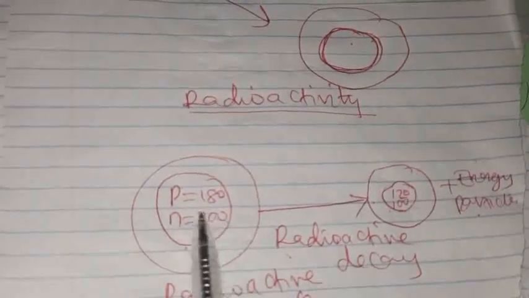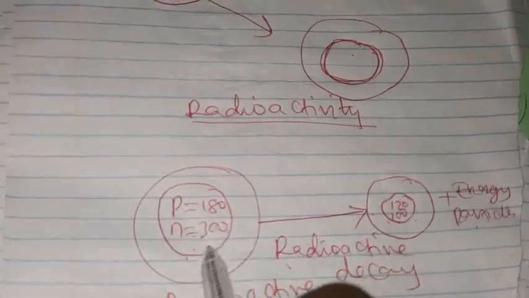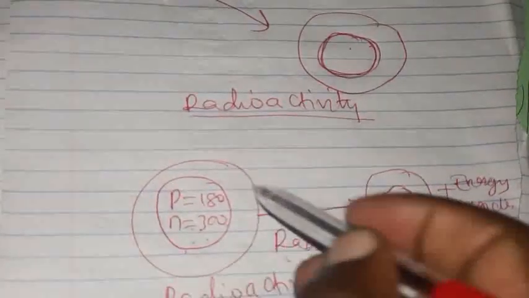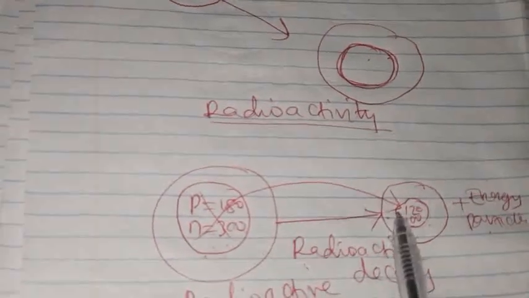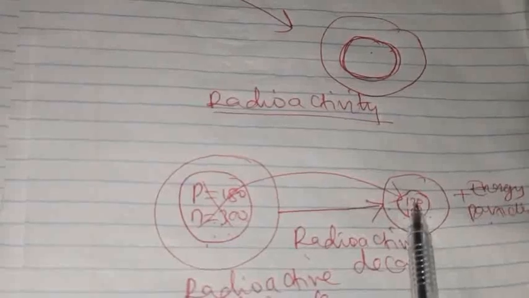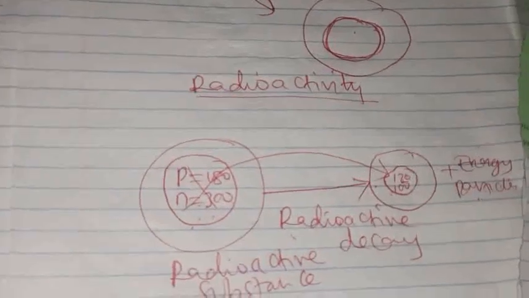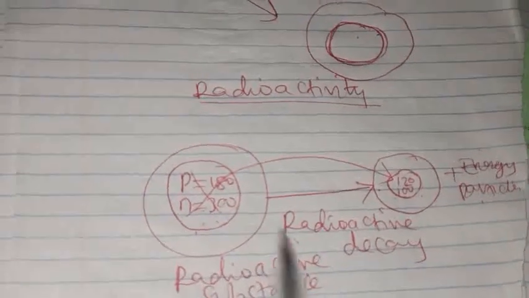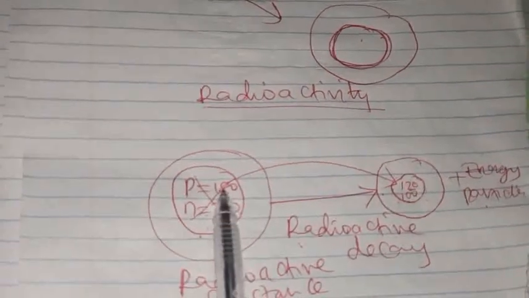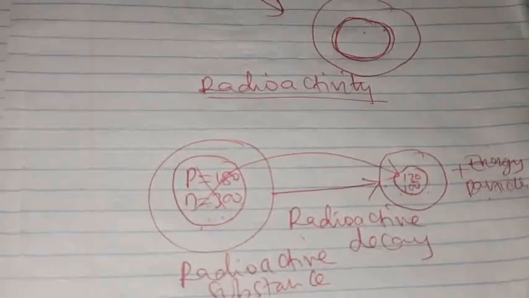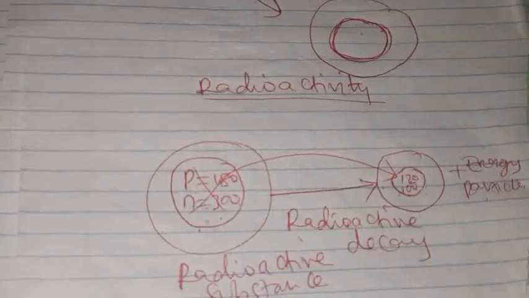Radioactive decay is the spontaneous breakdown or the spontaneous disintegration of a radioactive nuclide. The spontaneous breakdown of this nuclide is referred to as radioactive decay.